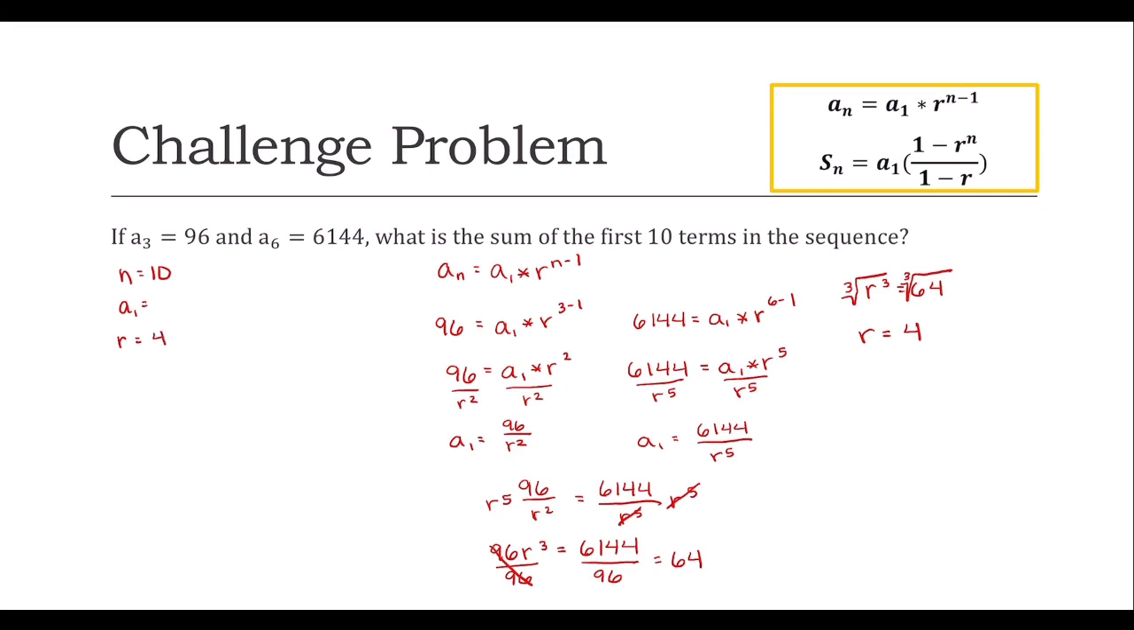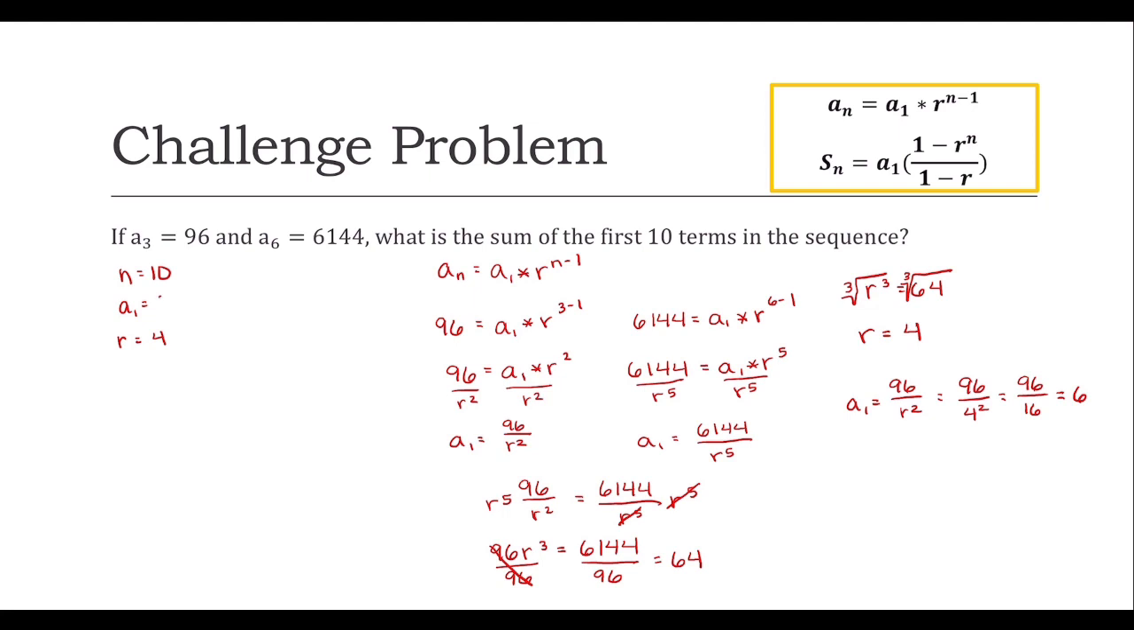And then we just need to find our first term. So we'll plug in r of 4 to one of these equations. So we'll go ahead and say A1 equals 96 over r squared. So A1 equals 96 over 4 squared, which is 96 over 16, which equals 6.